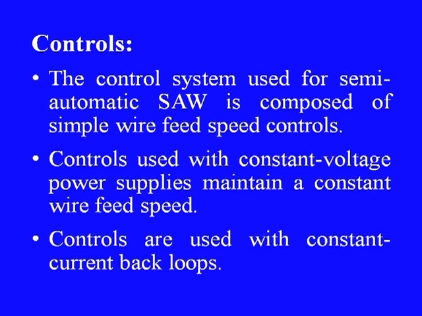Now, let us see another important component in the system, that is controls. The control system used for semi-automatic submerged arc welding process is composed of simple wire feed speed controls. Controls used with constant voltage power supplies maintain a constant wire feed speed. Controls are used with constant current back loop. These controls are interfaced with the power supply and wire feed motor in order to maintain the welding voltage and wire speed at preset values.